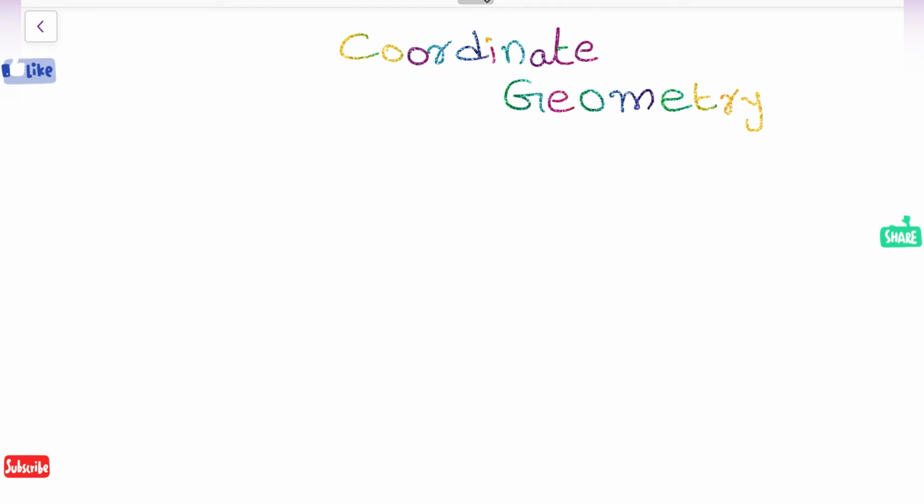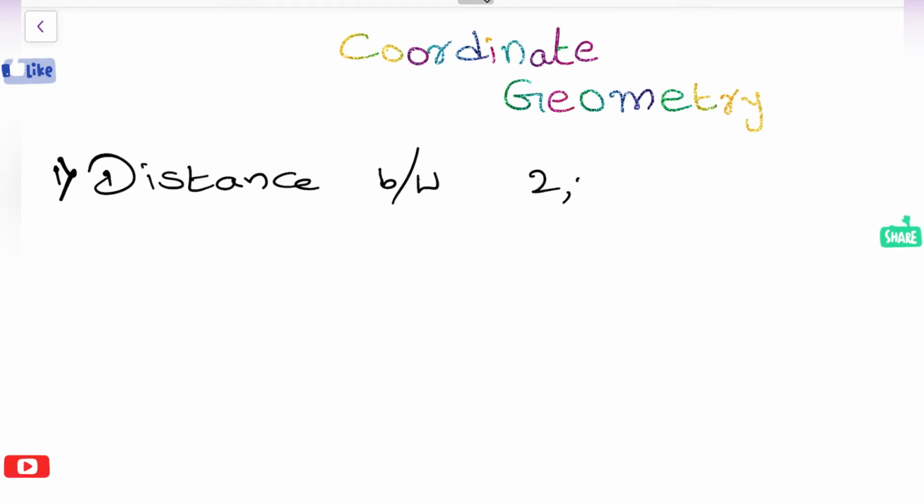Watch it. So the first type of question they will ask from this chapter is finding the distance between the given 2 points. Find the distance between 2, 0 and 0, 3.